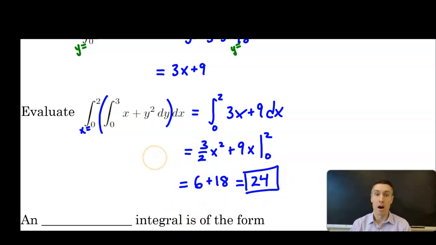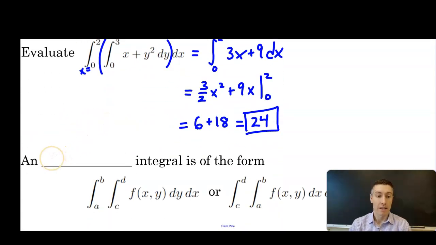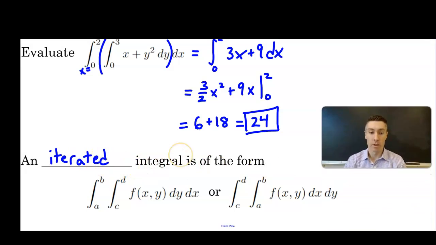Really, it's just the process of evaluating two single integrals. And we call that process an iterative process. So we refer to these as iterated integrals. An iterated integral is of the form double integral of the function f of xy dy dx. So the inner bounds are the y bounds. The outer bounds are the x bounds then. Or if we change the order so that we integrated with respect to x first, then y, then the inner bounds become the x bounds, the outer bounds become the y bounds.